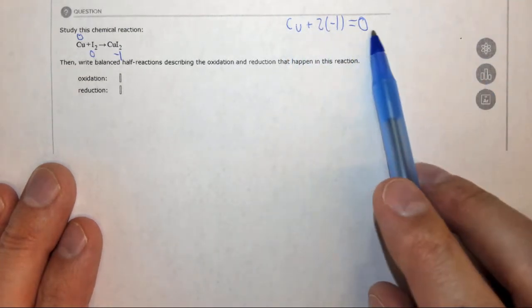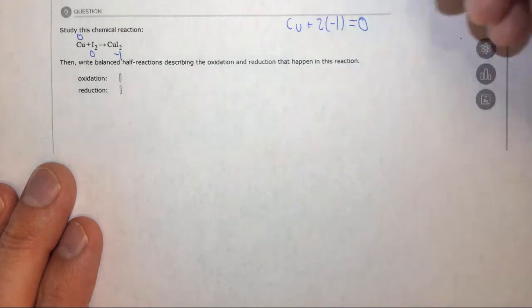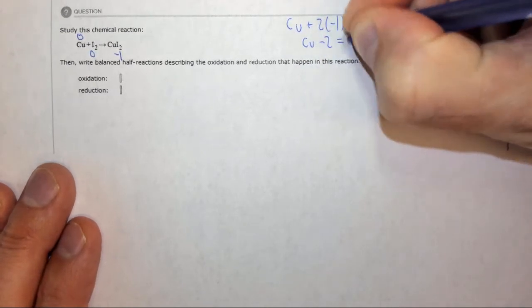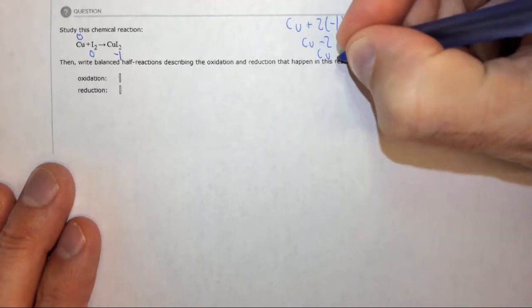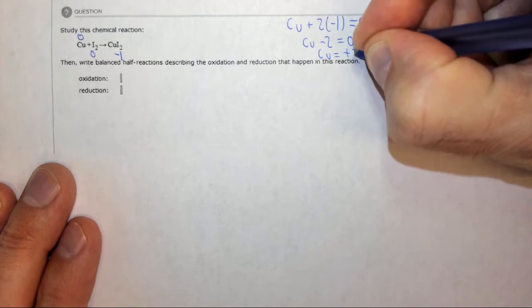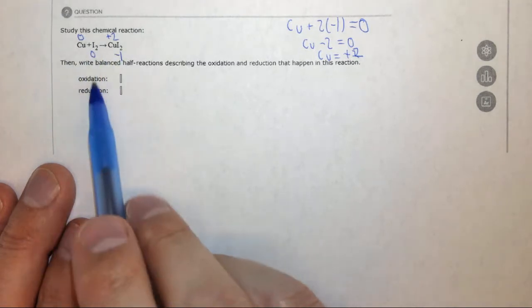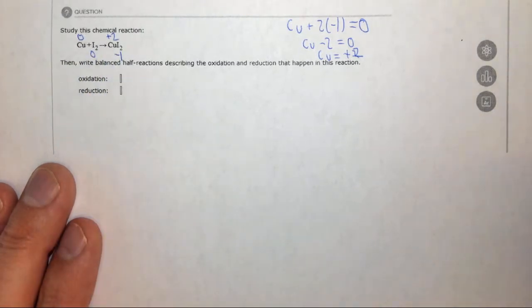So now we can do this math to figure out the charge on copper, just like you would do if you were going to try to find the name of this. So we'll do copper minus 2 equals 0. Add 2 to both sides. Cu equals plus 2. So copper is plus 2. It was 0, now it's plus 2. This was 0, and now it's -1.